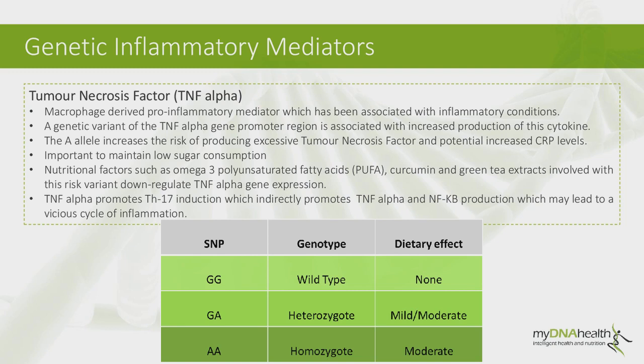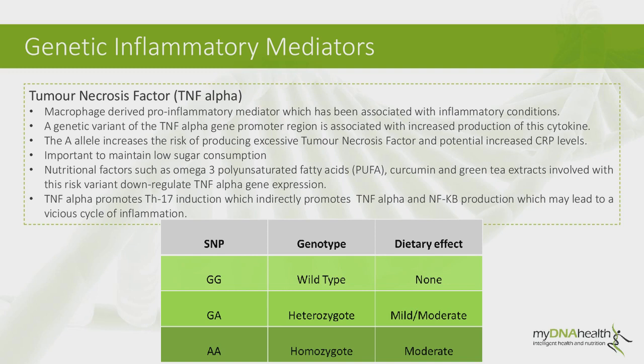So what we need to think of here is the different SNP and the effect that it's having on this actual gene and its gene expression. It's laid out here, some of the effects. It's a macrophage-derived, as I said, pro-inflammatory mediator. There's a genetic variant of the TNF-alpha gene promoter. That's the region that drives the transcription of the gene, and it is associated with a direct increase in the production of cytokines. So if you have that particular genetic variant, you are more prone to produce TNF-alpha.